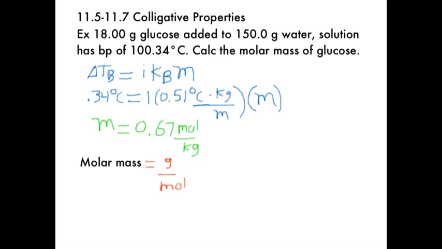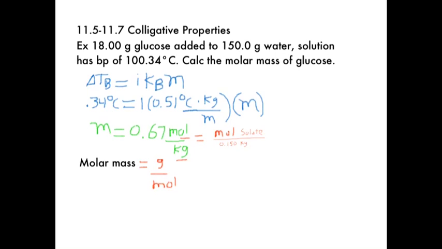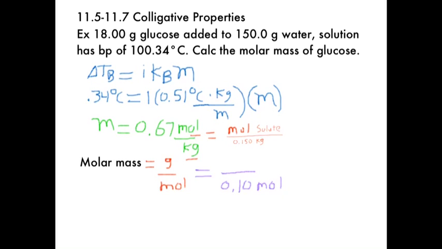So I can just look at the units, moles and kilograms, and see that I would need to multiply by kilograms of the solvent to get moles of the solute, the glucose. Or if I need to, I can use the equation and know that the molality is moles of solute over 0.150 kilograms of water. So I can solve that by multiplying by 0.150 kilograms on each side of the equation. When I solve for moles of solute by multiplying 0.67 times 0.150, I find out that I have 0.10 moles of glucose. Then I know that I have 18.00 grams of glucose. So 18.00 grams divided by 0.10 moles is my molar mass of glucose, which is 180 grams per mole.